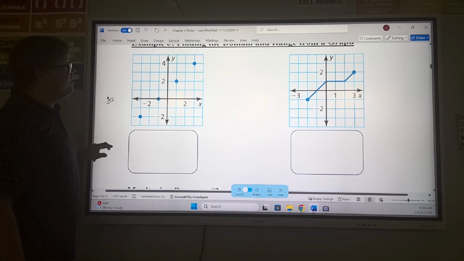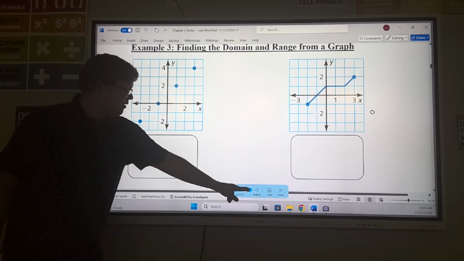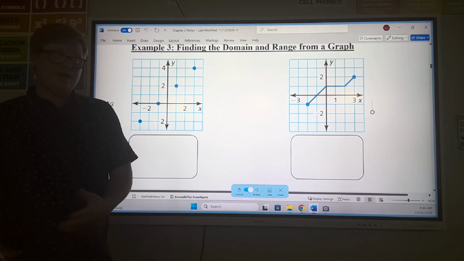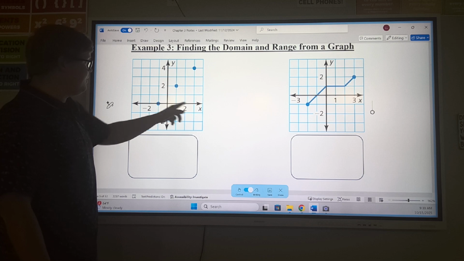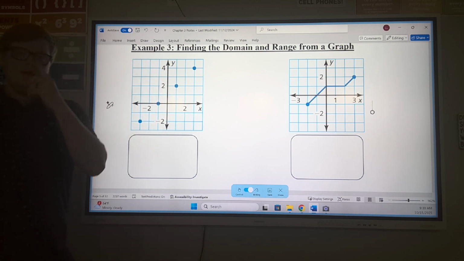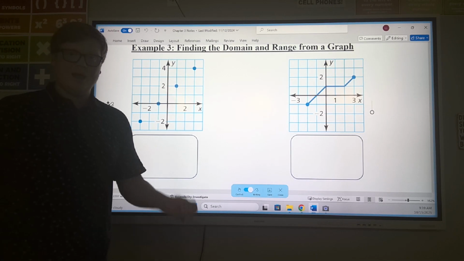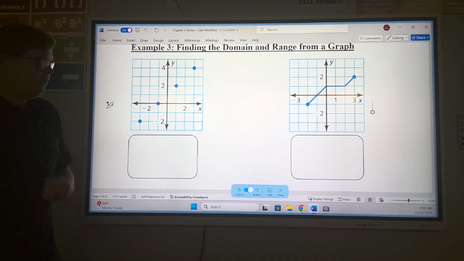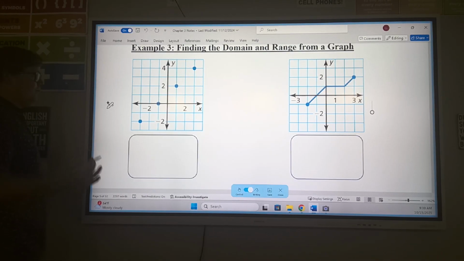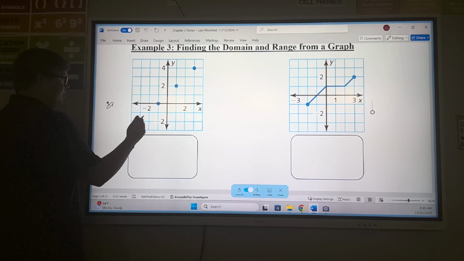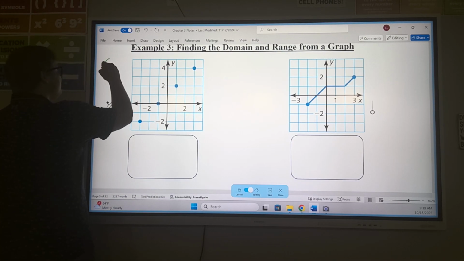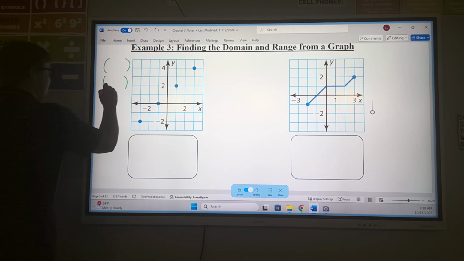Now, when we look at a graph like this, typically, in fact, all the time, because we have an x and a y axis, domain is always going to be represented by x, and range is always going to be represented by y. So, the best thing to do here is let's start by putting down our coordinates. Since there's 4 points, we put 4 coordinates down.